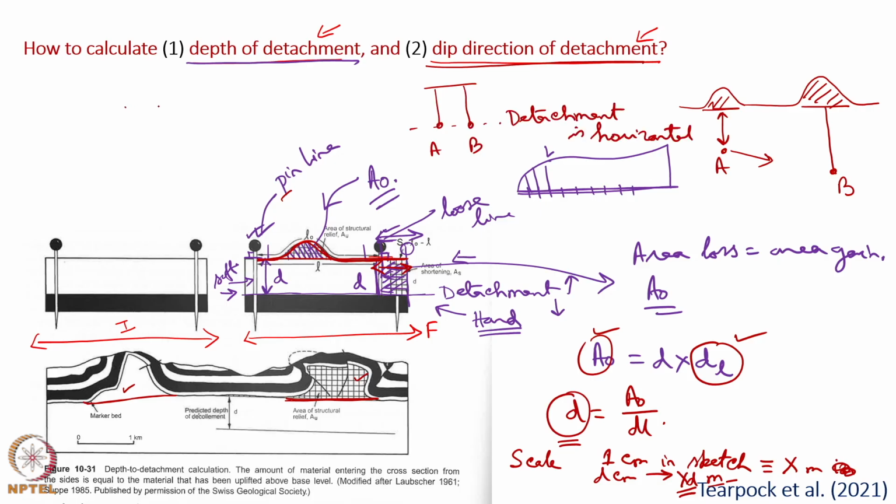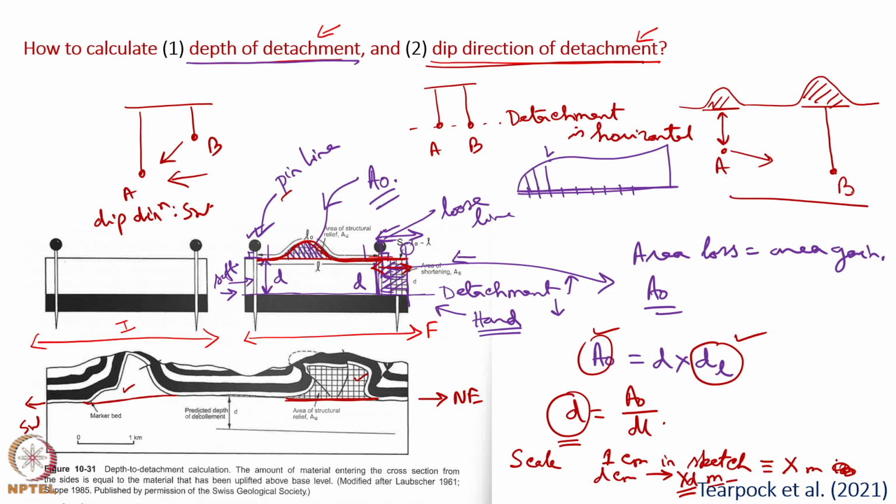and in case point A is deeper and B is at a shallower depth, we say that this is the dip direction. When we prepare the cross section, we know the geographic direction, say this is northeast just as an example, and that is southwest. So, in this case the answer will be dip direction is towards southwest, whereas in this particular case we say that the dip direction is towards northeast. When the detachment is horizontal, then it has no dip direction, because a horizontal plane is not dipping towards any direction.